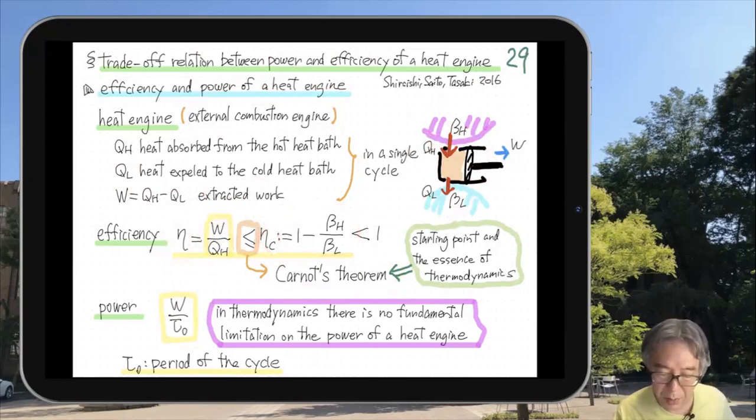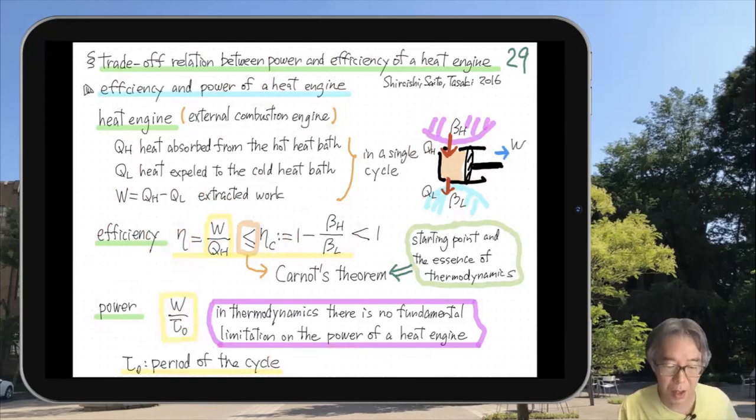It's given by 1 minus beta H over beta L, and this is always strictly less than 1. So whatever engine, however clever you are, you can never design an engine whose efficiency is higher than this Carnot efficiency. This is a universal upper bound. But the efficiency is not the only measure of a good heat engine. If you want to make use of your engine, you also want to have higher power. The power is by definition the extracted energy divided by tau naught, which is the period of the cycle. But unlike the efficiency, there is no fundamental limitation on the power of a heat engine.